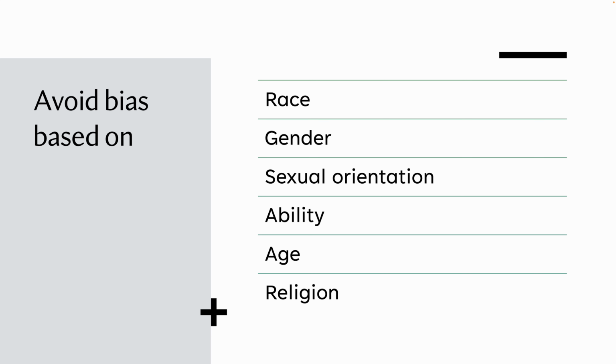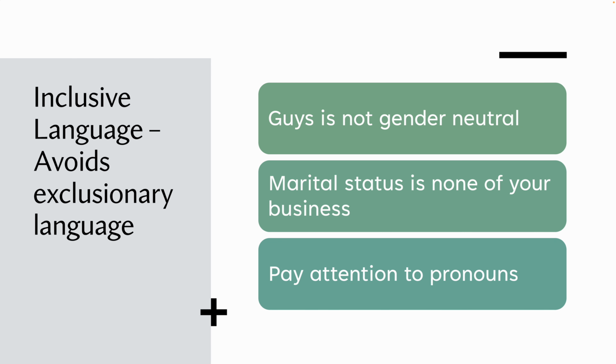Avoid bias based on race, gender, sexual orientation, ability, age, and religion. You're going to talk about this in your assignment this week as well. You're going to pick one of these. And I'll tell you, they're all pretty tough to avoid bias in, but age is actually very difficult in terms of talking about people's age without sounding offensive.